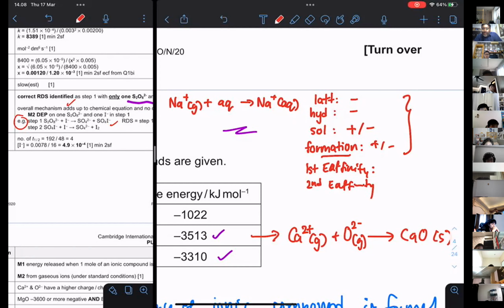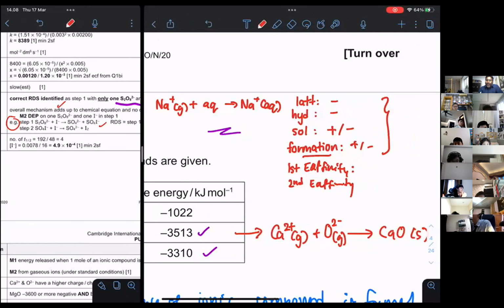What is electron affinity? You are trying to add 1 electron to every one atom or ion in 1 mole of gaseous atoms or ions. So it means that you're trying to form a bond. When you form a bond, it means this is going to be negative.